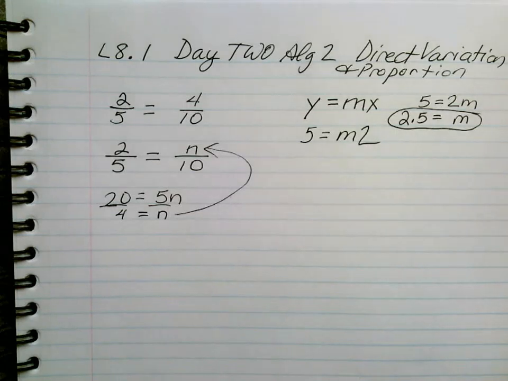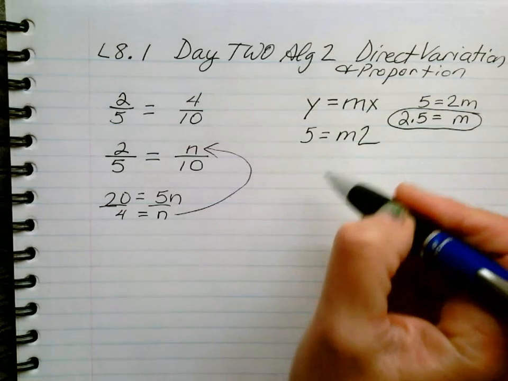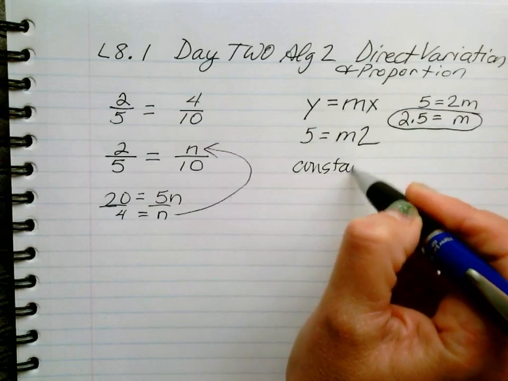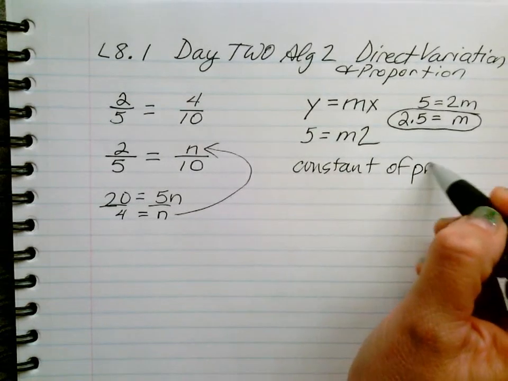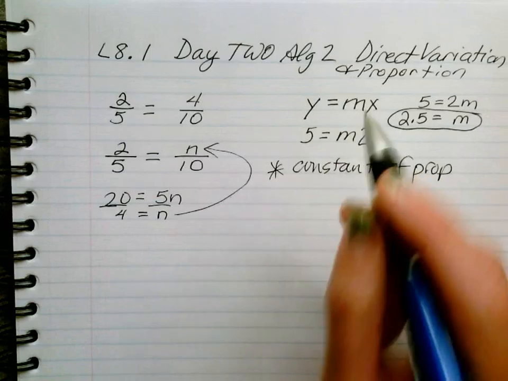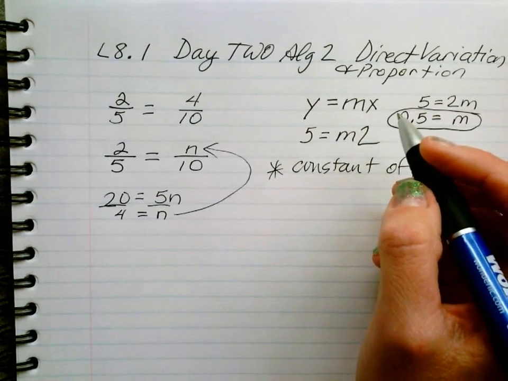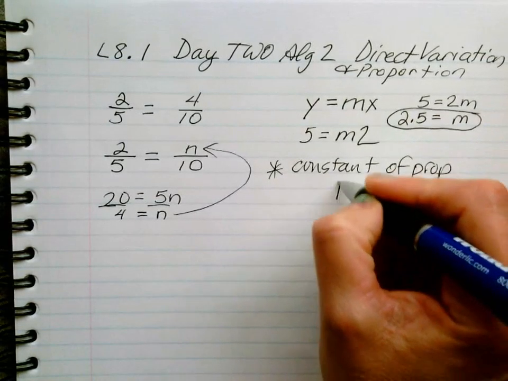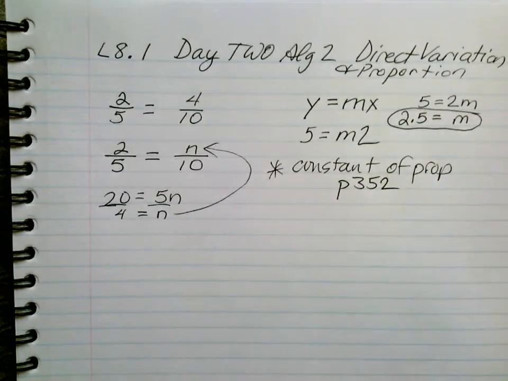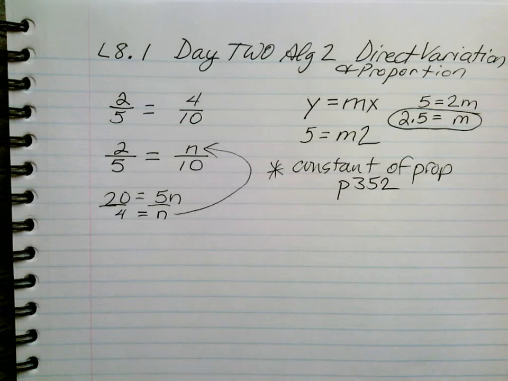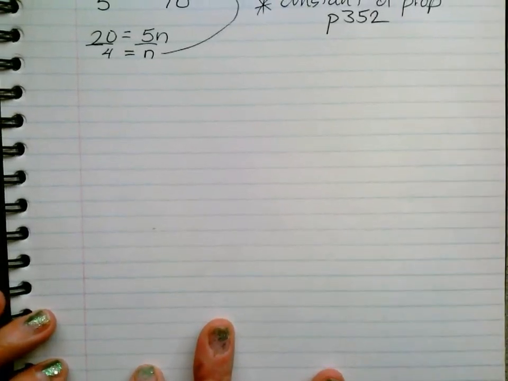But if you don't want to use proportions, you could also solve for the constant of proportionality, and you could see that on page 352. And this can be useful for some of these. I rarely use it, to be honest with you. Let's try an example just to make sure everybody's okay.